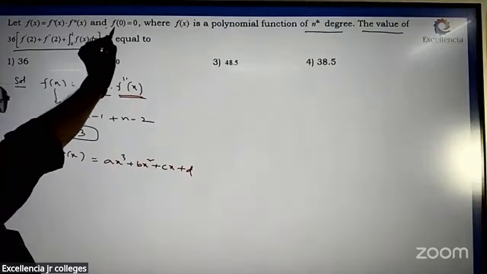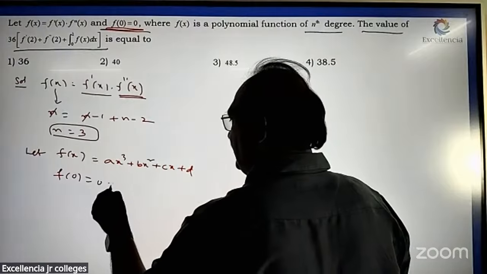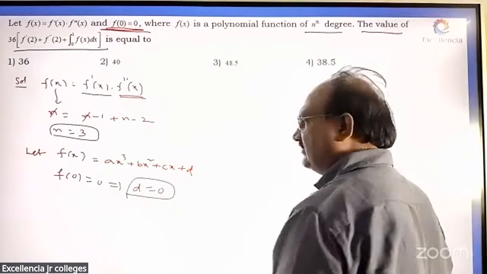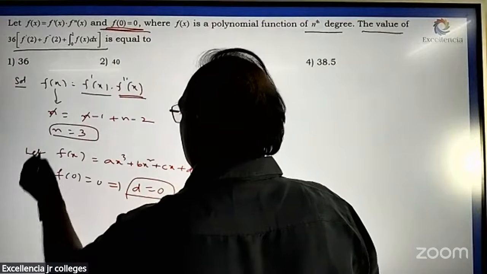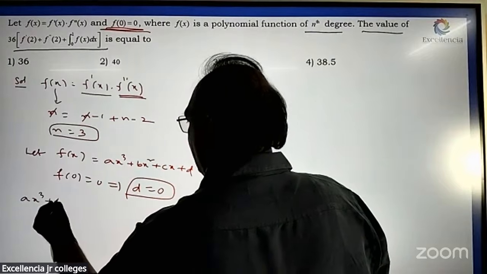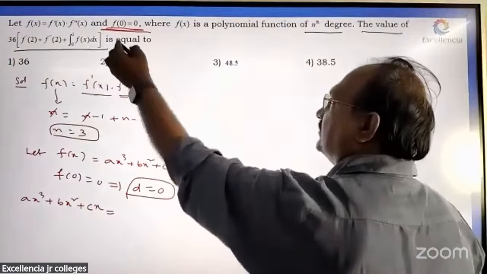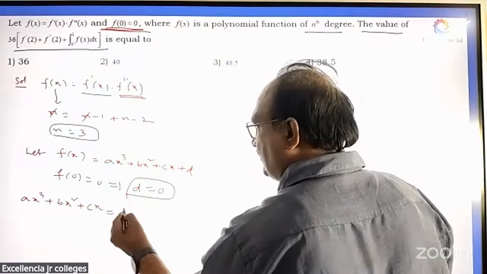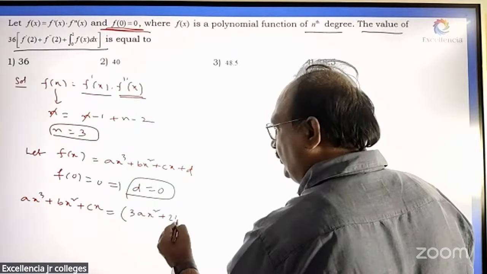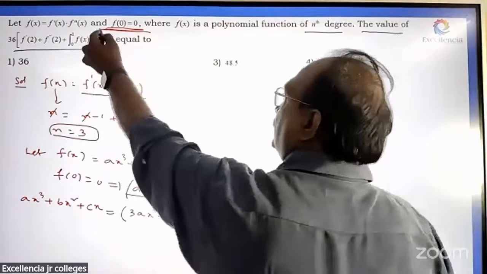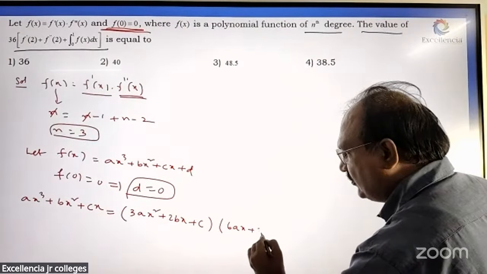But what is given here? F of 0 is equal to 0. So f of 0 is equal to 0 means, indirectly, d is equal to 0. Indirectly the constant term is 0. Now, what you have to write is ax cube plus bx square plus cx, because d is equal to 0. F dash x, what is the derivative of this? 3ax square plus 2bx plus c, into f double dash x. Again, differentiate this: 6ax plus 2b.